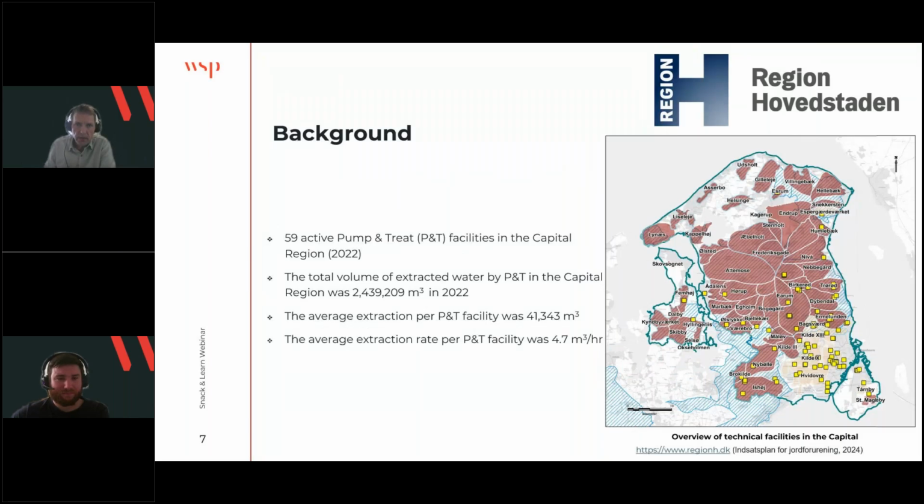In the capital region, there are 59 active pump and treat plants, and the total volume of extracted water is around 2.4 million cubic meters. So that's about 41,000 cubic meters per pump and treat plant, and that corresponds to 4.7 cubic meters per hour.